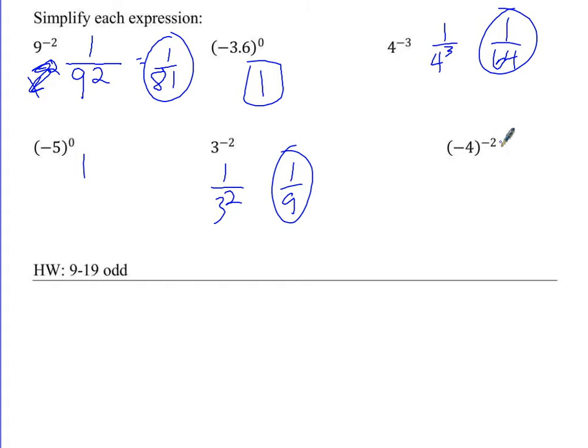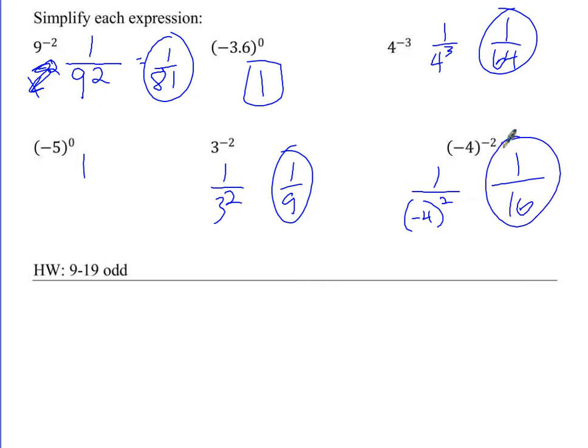The negative exponent here tells me 1 over, in parentheses, negative 4 squared. You got to pay attention to those parentheses. Now what? Negative 4 squared, we can do that. 1 over negative 4 times negative 4, which is positive 16. So 1/16. A positive 1/16 is the answer.